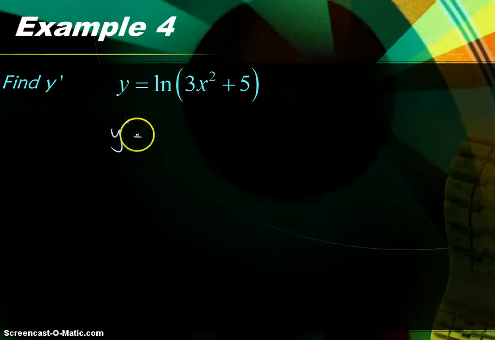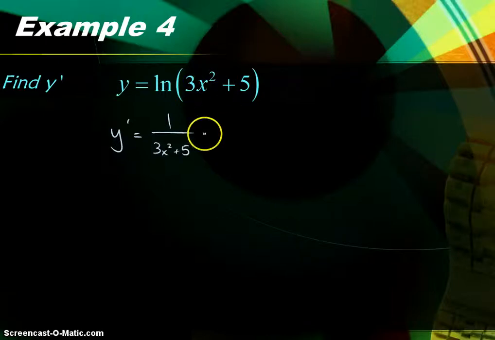My y prime here, follow my rule, it's 1 over stuff in the parentheses. Stuff in parentheses in this problem, though, is a wee bit more complicated. Because it's more complicated, I actually have to remember all of my old skills. One of my old skills was the chain rule. So this is a chain rule problem.